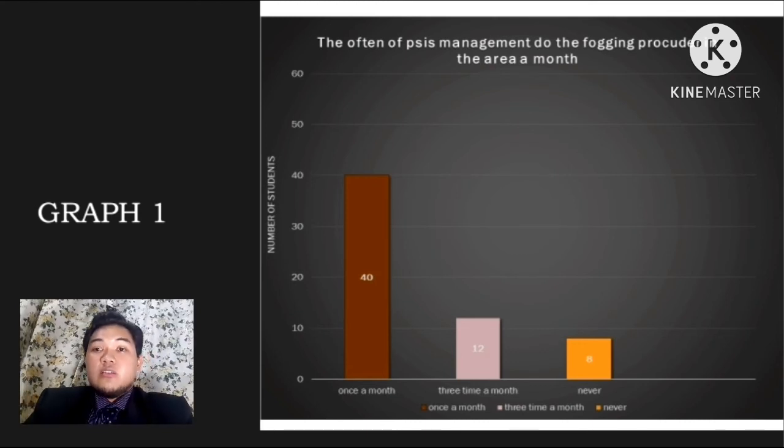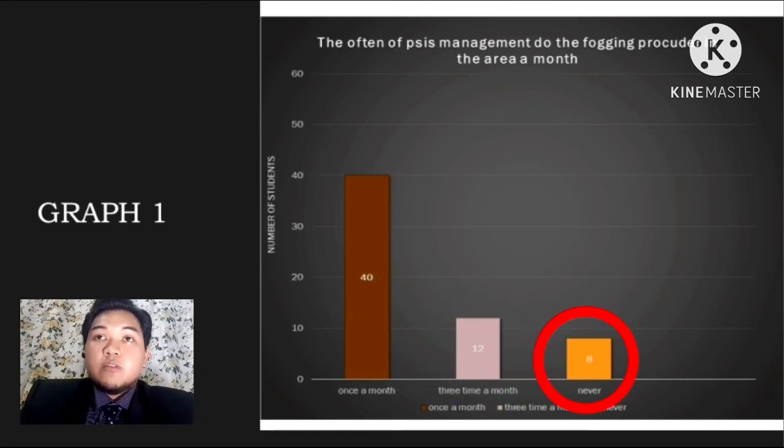The comparison is 3 times a month versus never.